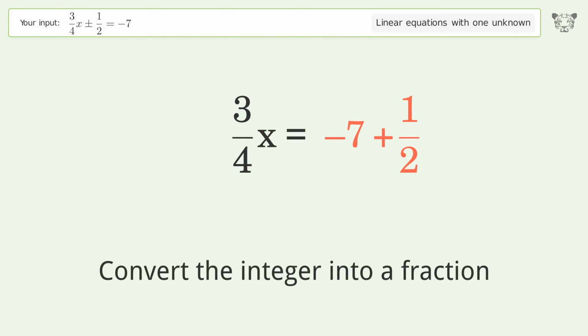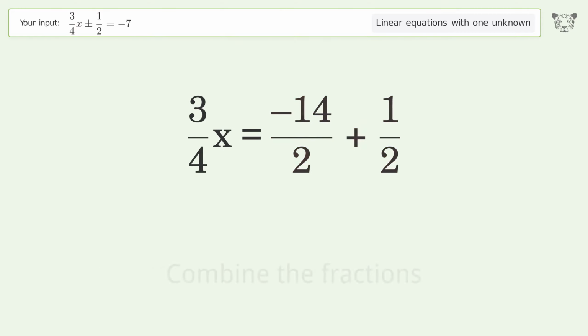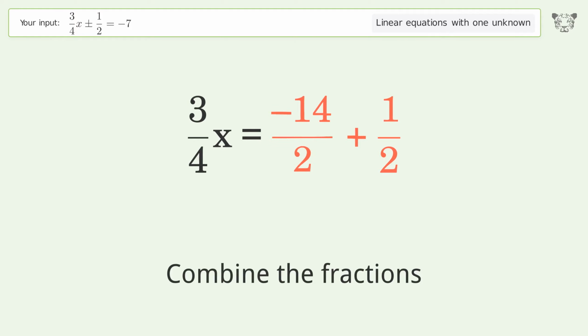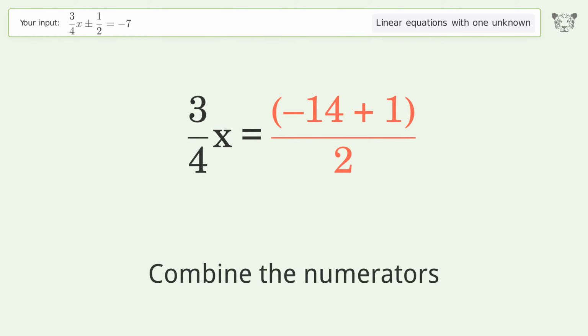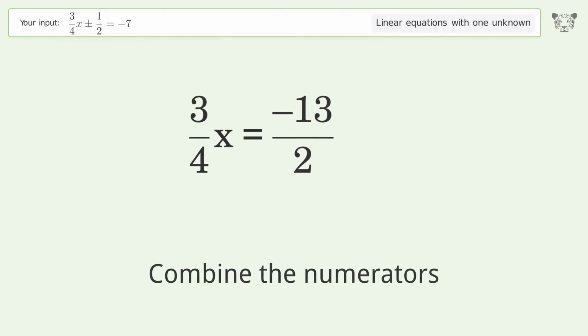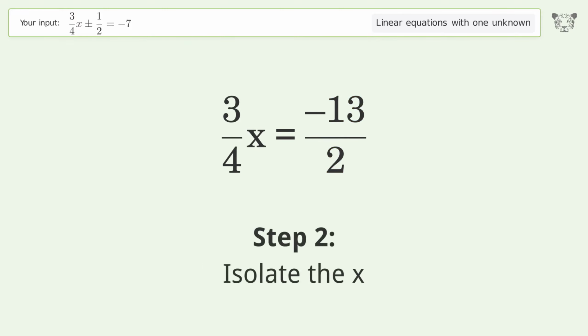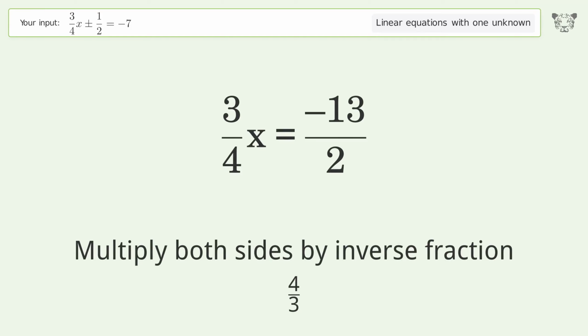Convert the integer into a fraction. Combine the fractions. Combine the numerators. Isolate the x. Multiply both sides by the inverse fraction 4/3.